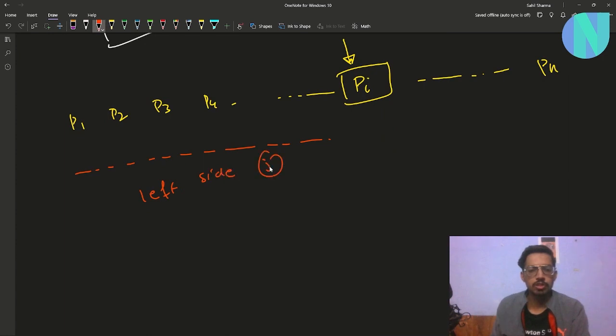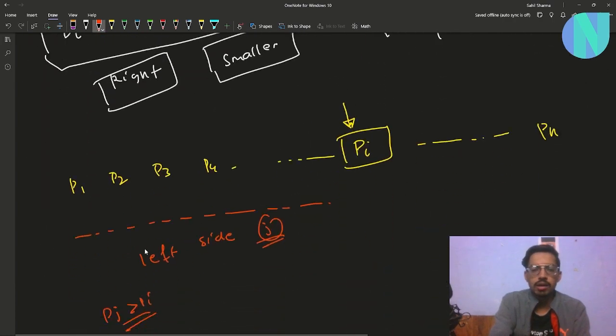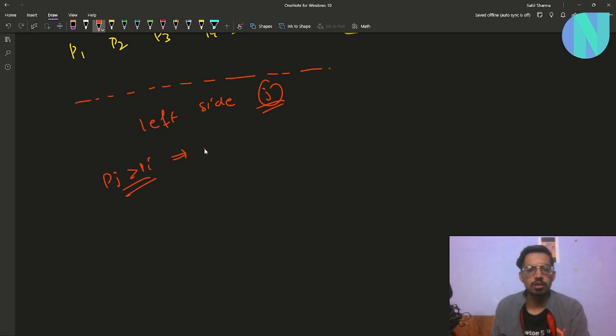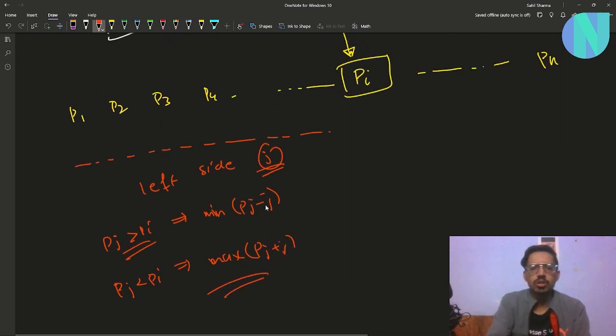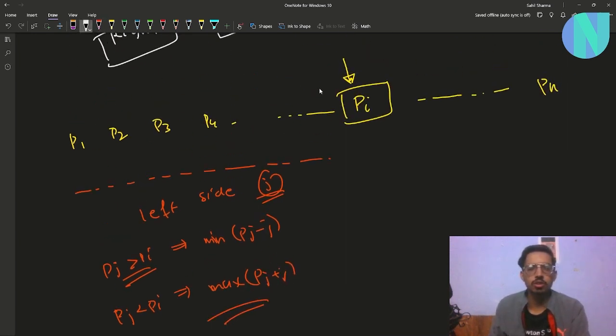So for elements on the left side, let's say some element j. If my pj is greater than pi, that is if the element is greater, then I have to keep track of minimum of pj minus j, and otherwise if my element pj is less than pi, then I have to keep track of maximum of pj plus j. Let's ignore the right cases for now.